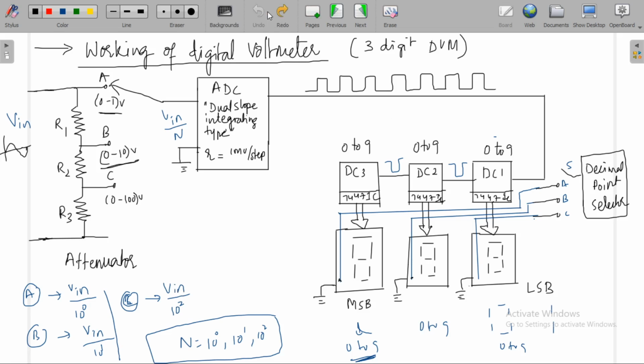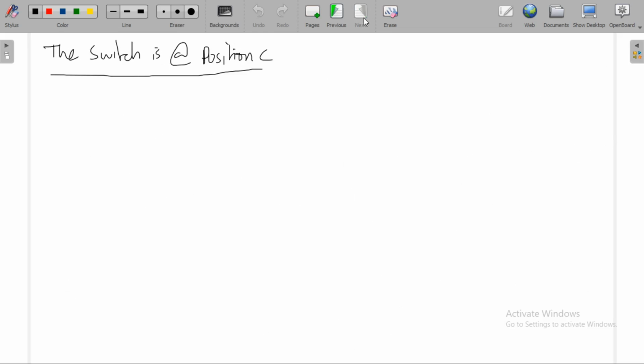If you select this range, it means indirectly you are throwing the switch to position C. Sorry, if you select this range means the switch is thrown to position C, and here also the switch is thrown to position C. If the switch is thrown to position C, you're going to have the decimal point before this digit, three full digits, decimal point will be before this digit.